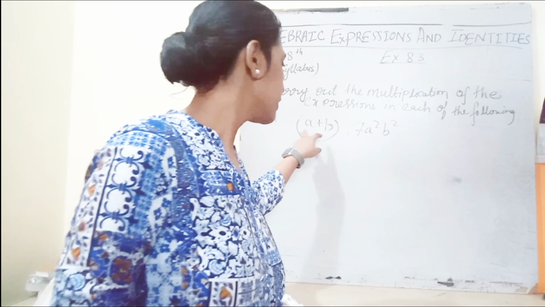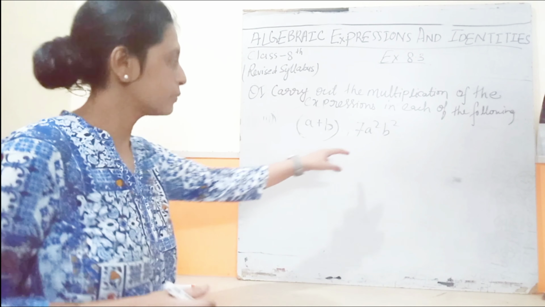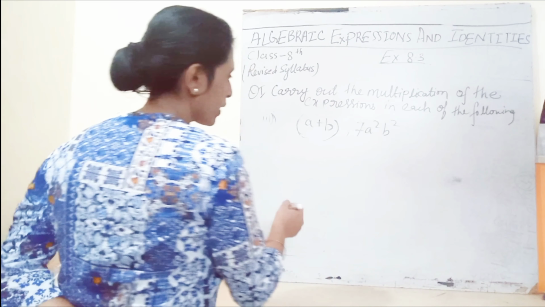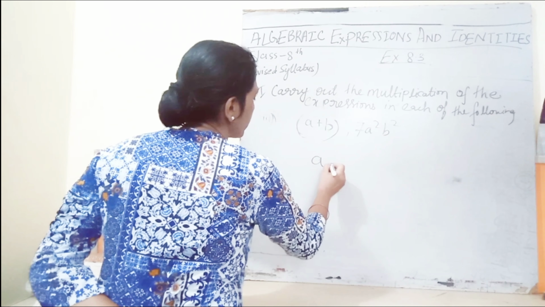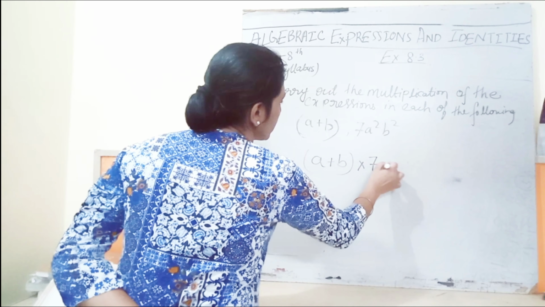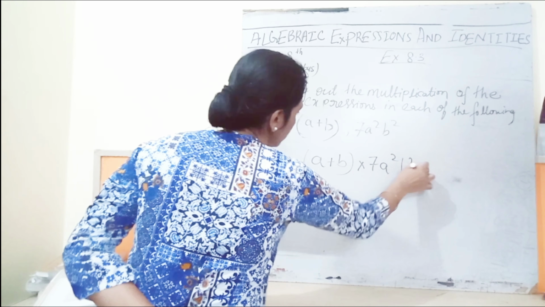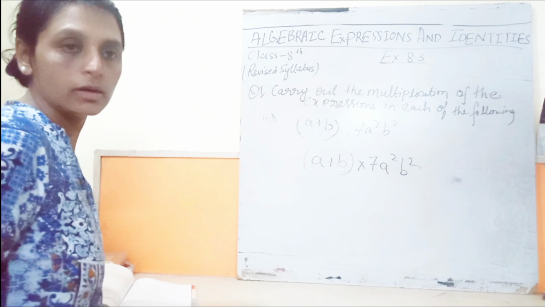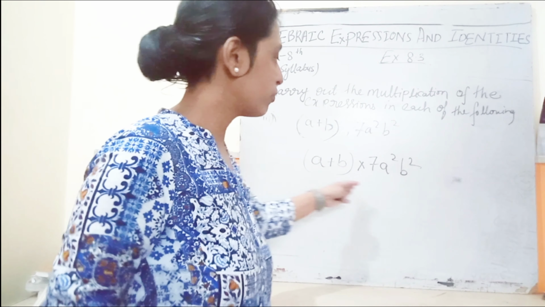Children, in the third question again there is a binomial and we have to multiply it with a monomial, 7a square b square. So a plus b multiplied by 7a square b square. Again you can apply the distributive property over addition.